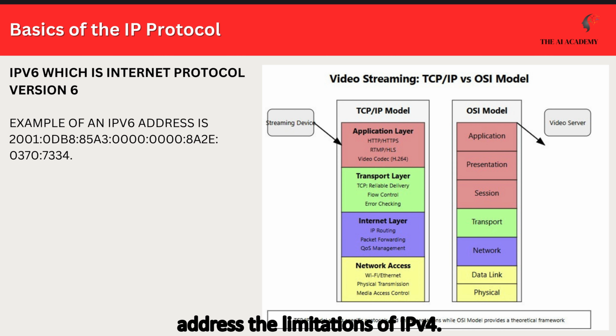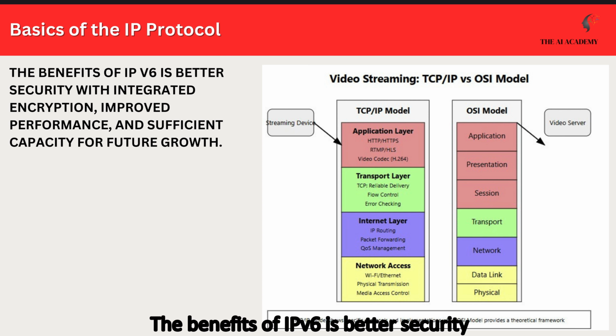The second one is IPv6, which is Internet Protocol version 6. IPv6 was developed to address the limitations of IPv4. It uses a 128-bit addressing scheme, providing trillions of unique addresses. An example of an IPv6 address is 2001:0db8:85A3:0000:0000:8A2E:0370:7334. The benefits of IPv6 are better security with integrated encryption, improved performance, and sufficient capacity for future growth.